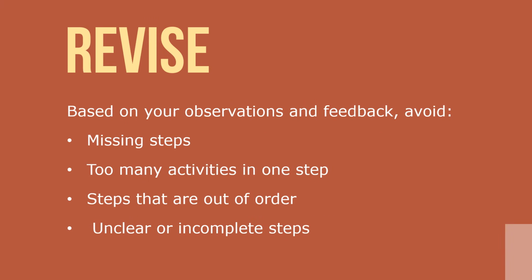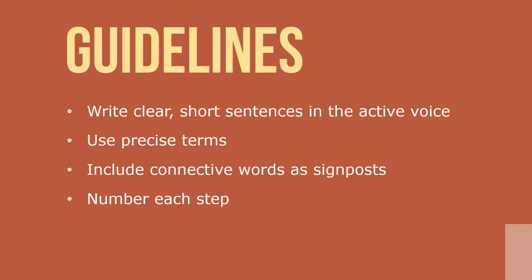Revise and edit. Based on your observations and user feedback, revise your instructions to avoid missing steps, too many activities in one step, steps that are out of order, or unclear and incomplete steps. To write instructions that readers can understand and turn into effective action, observe the following guidelines. Write clear, short sentences in the active voice, use precise terms, include connective words as signposts, and number each step.